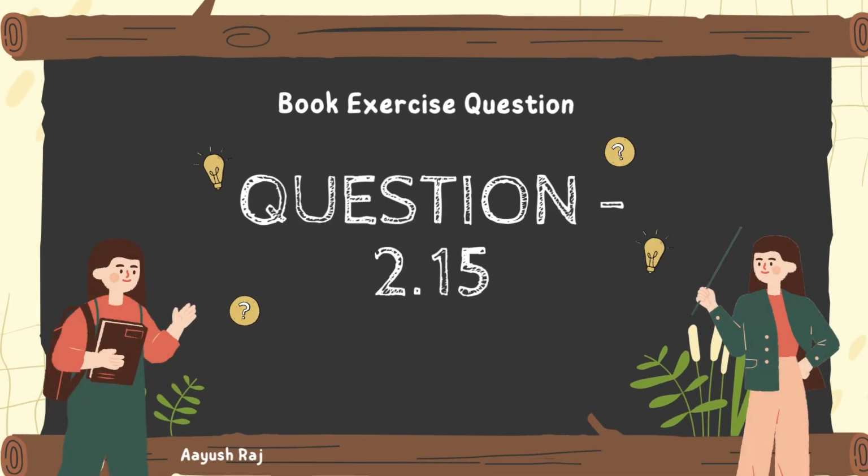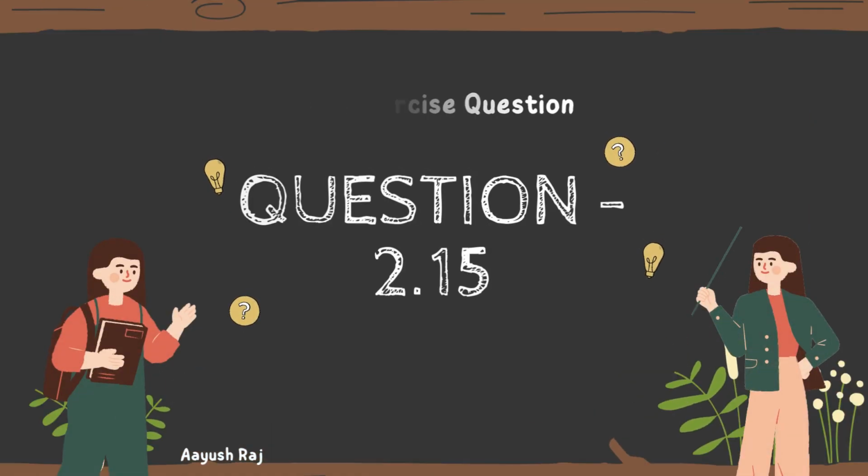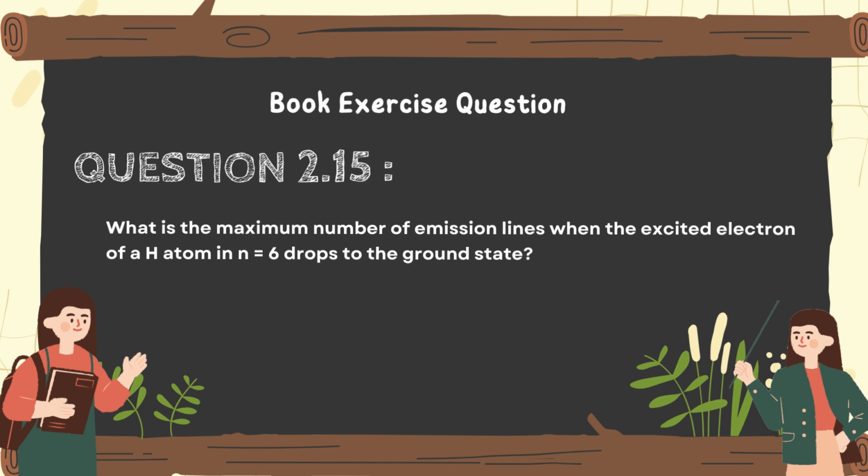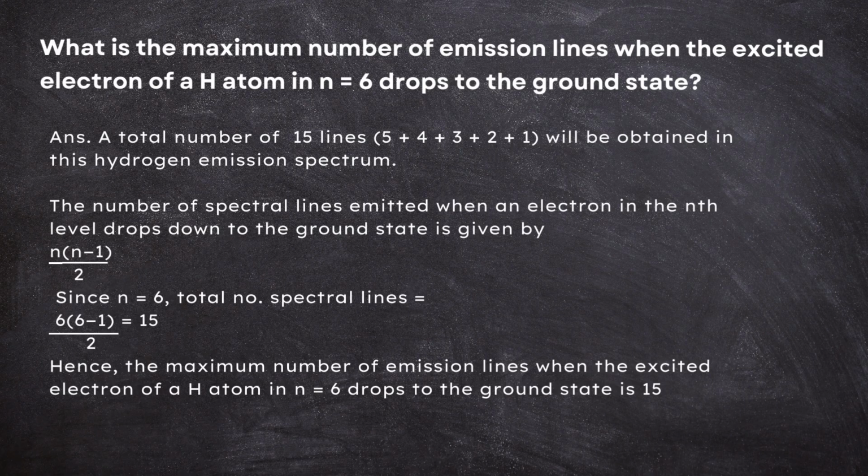Today, we're diving into a detailed problem from Class 11 Chemistry. Question 2.15: Calculate the maximum number of emission lines when the excited electron of a H atom in n equals 6 drops to the ground state.